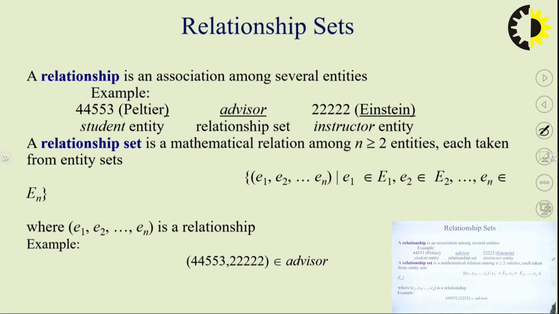A relationship set is a mathematical relation among various entities. It should have more than one entity, or at least two entities. So, we need two entities to make some relation among them, each taken from entity sets. So, here E1, E2, En are entity sets, and from them we get a relationship. That relationship will be like 44553, 222, where 222 is the instructor ID, and for a particular student the ID is 44553. It all belongs to advisor. Advisor is a relationship set. Advisor is a relation and this is called a relationship set.